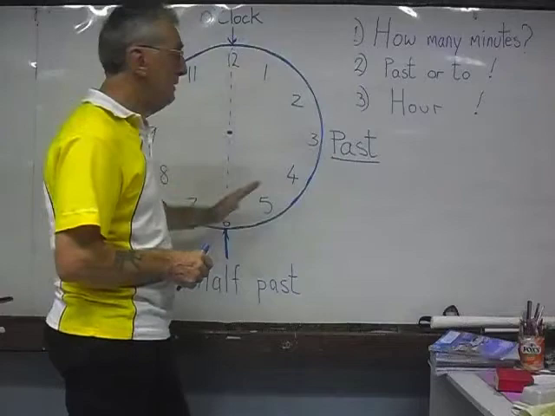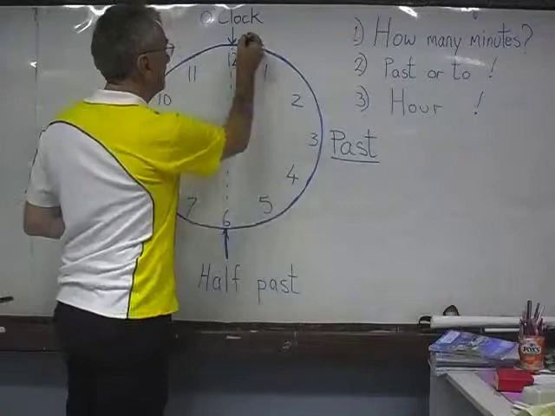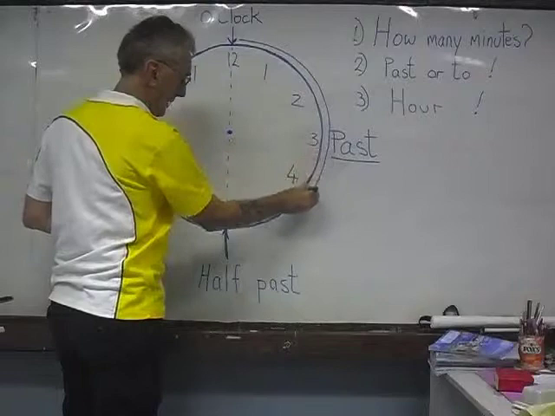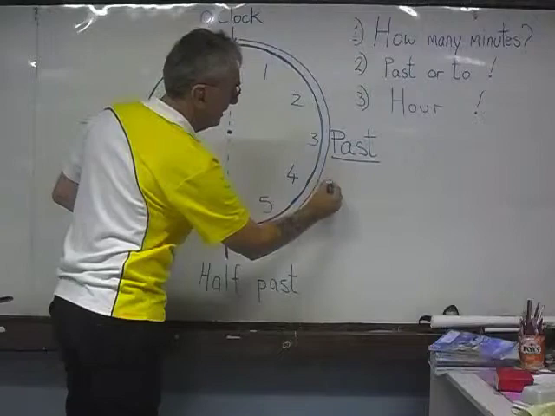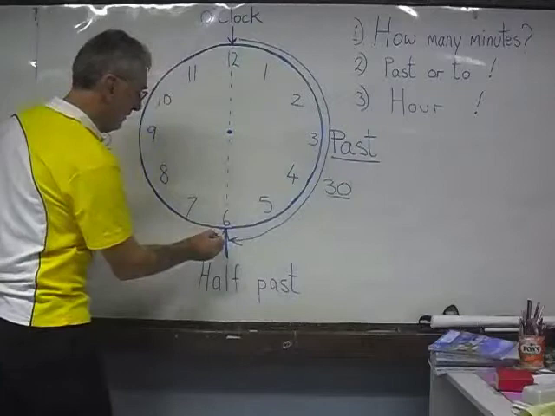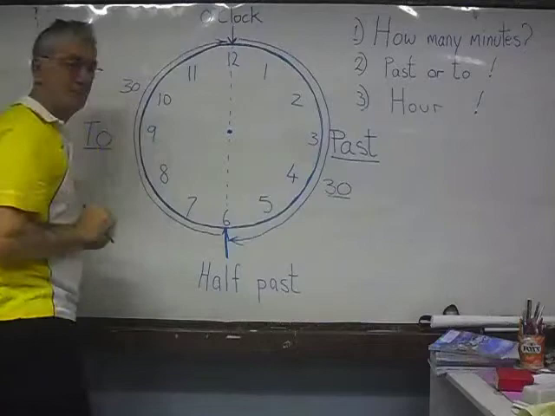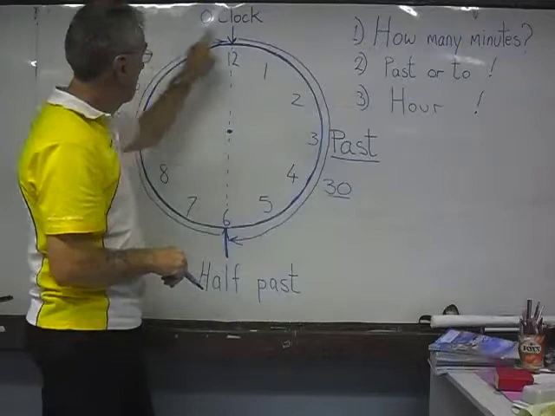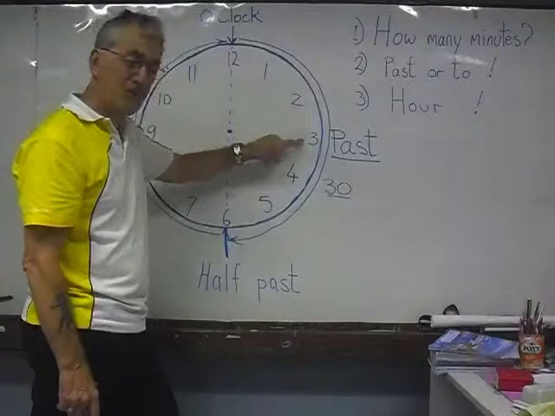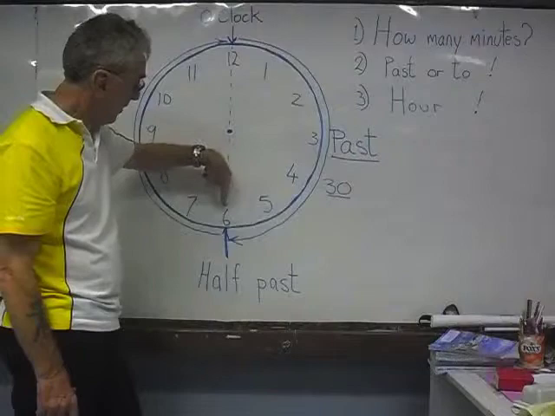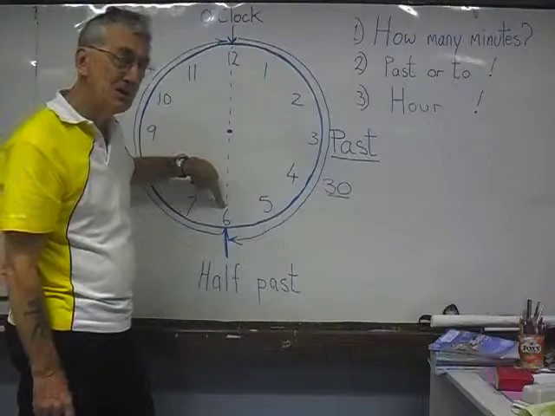There are 60 minutes in an hour, but here on this side of the clock we have 30 minutes, and on this side of the clock as well, we have another 30 minutes. And we count the minutes from here, going clockwise. Okay? So it's 5 minutes, 10 minutes, 15 minutes, 20 minutes, 25 minutes, 30 minutes, or half past. And then it changes.